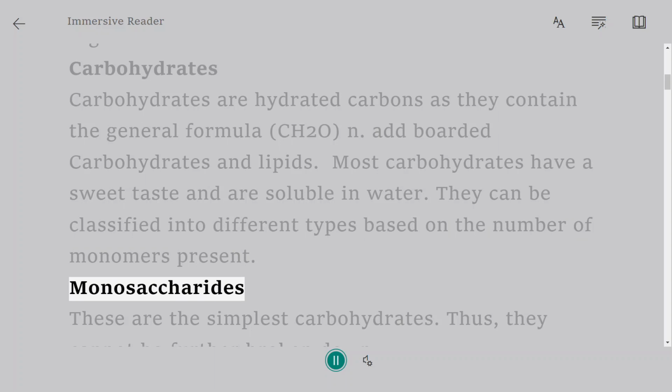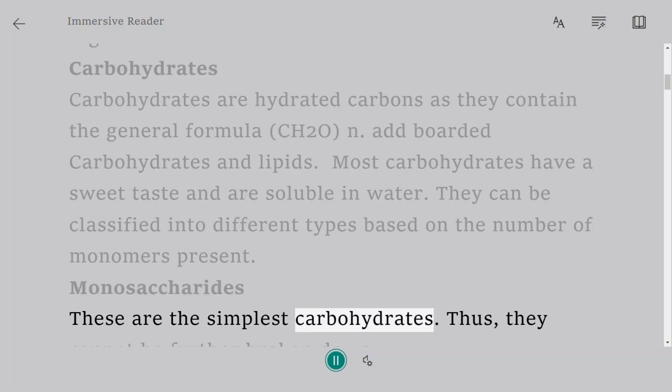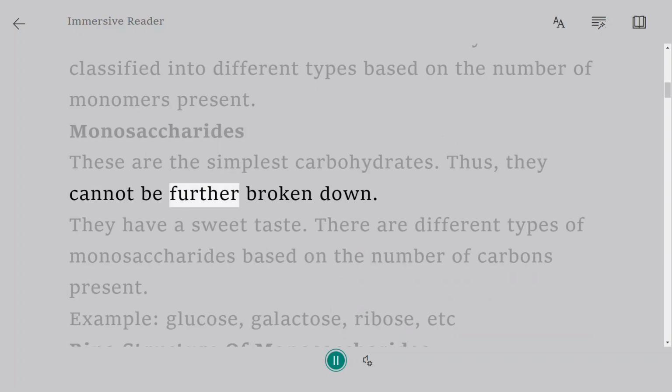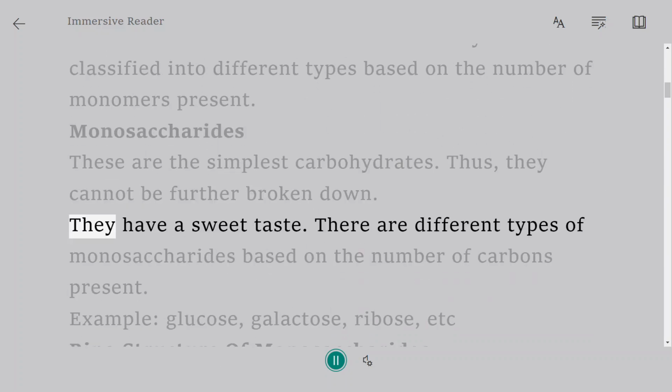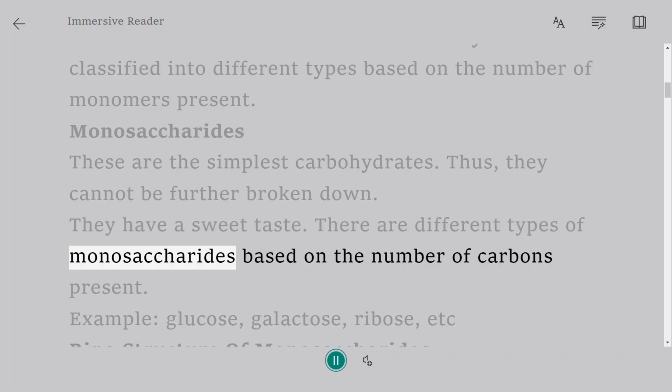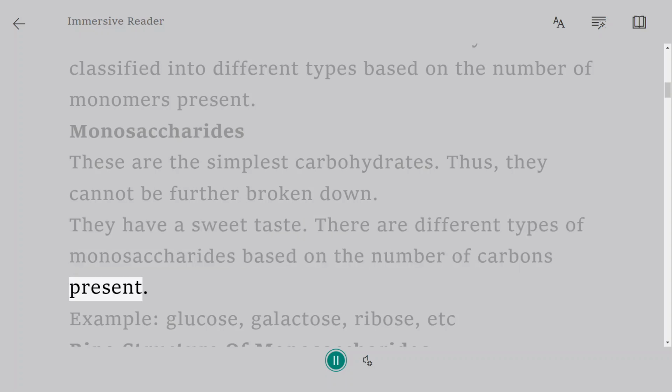Monosaccharides. These are the simplest carbohydrates. Thus, they cannot be further broken down. They have a sweet taste. There are different types of monosaccharides based on the number of carbons present. Example: glucose, galactose, ribose, etc.